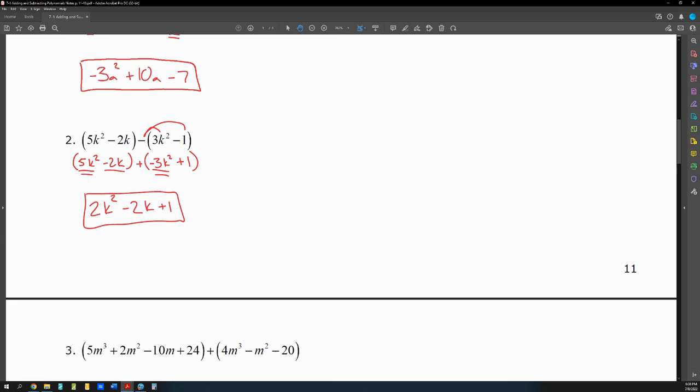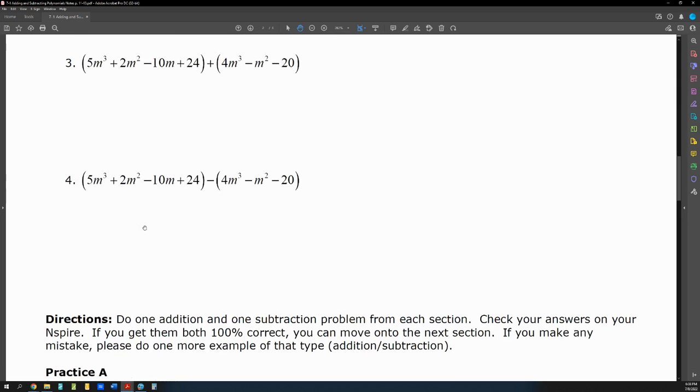All right, go ahead and flip the page. We'll try number 3. 5m cubed plus 2m squared minus 10m plus 24 plus the polynomial 4m cubed minus m squared minus 20.